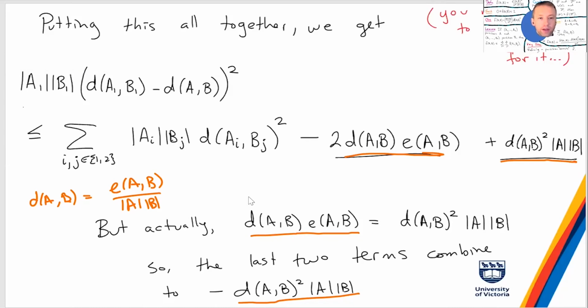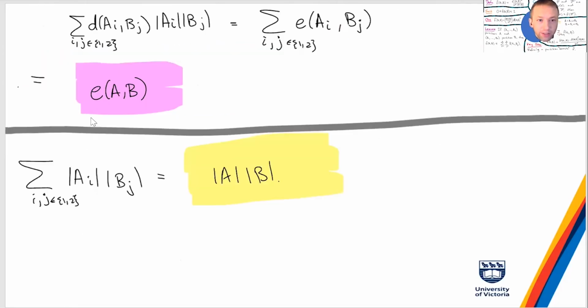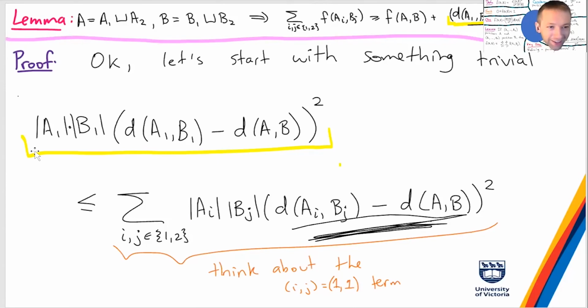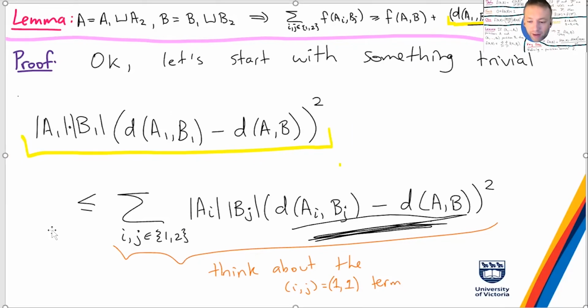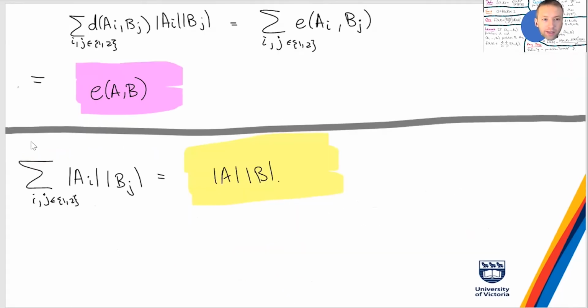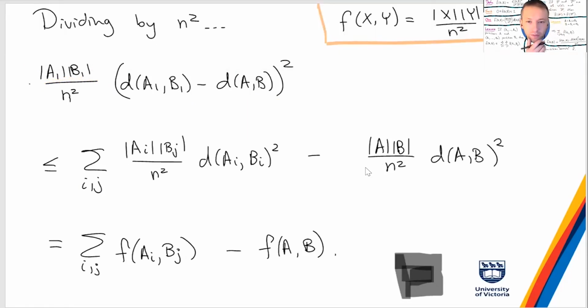So the inequality that we've proven is where I started with A1 times B1 times that. On this slide, I've just divided by n squared. To verify, that is where I started: A1 times B1 times the difference in the densities squared. I proved it's at most this thing, except without the n squareds. Now I'm just dividing everything by n squared. This is what we've proven so far.